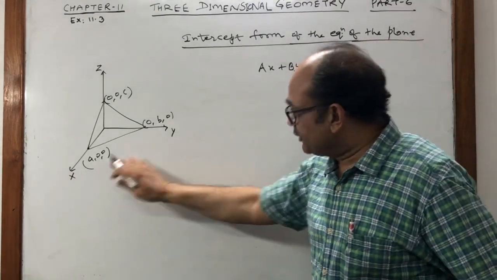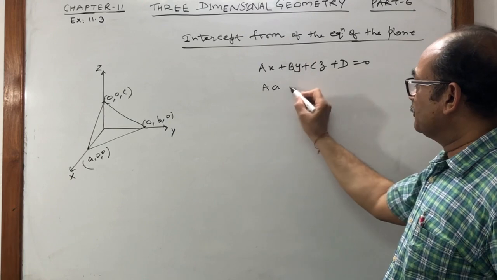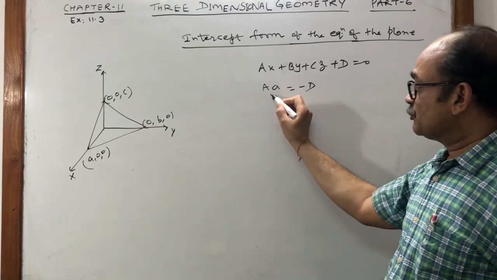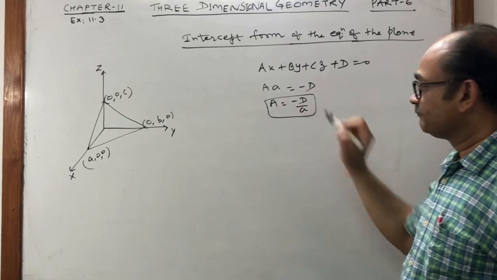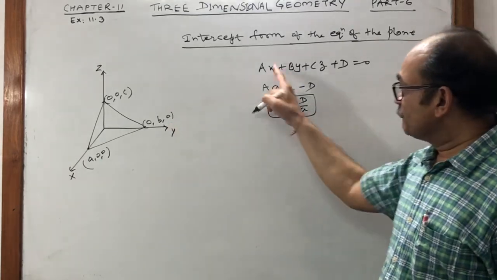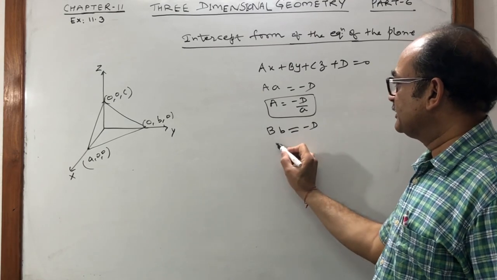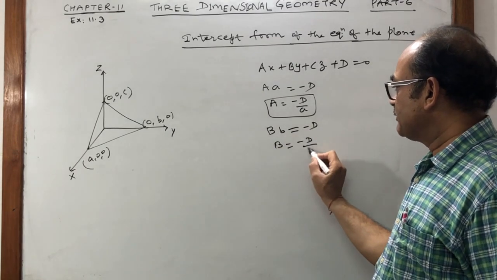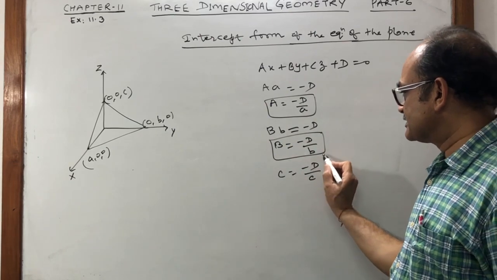This plane surface that is formed, each and every coordinate will satisfy the given plane. So if we substitute (A, 0, 0) here, then it will become aA equals to minus d. So what is capital A? Minus d by a. The second point (0, B, 0) will satisfy. Then what will we get? bB equals to minus d, so B equals to minus d by b. And similarly C equals to minus d by c.